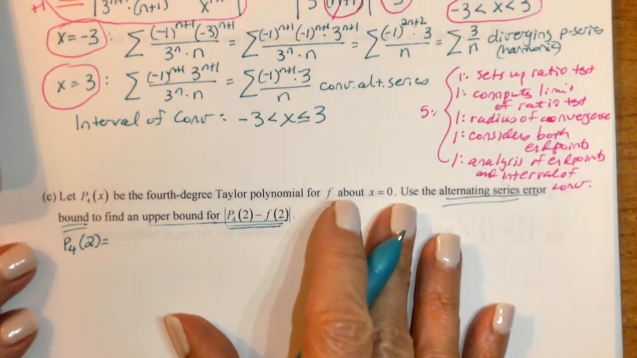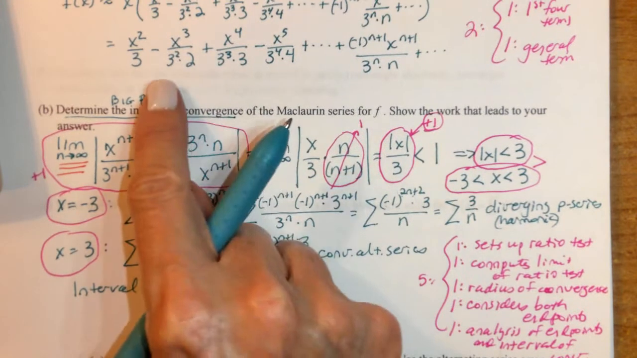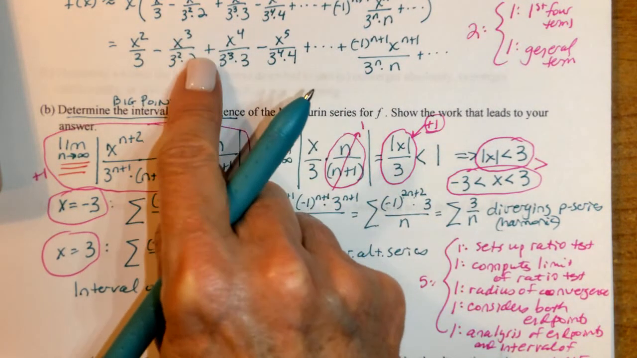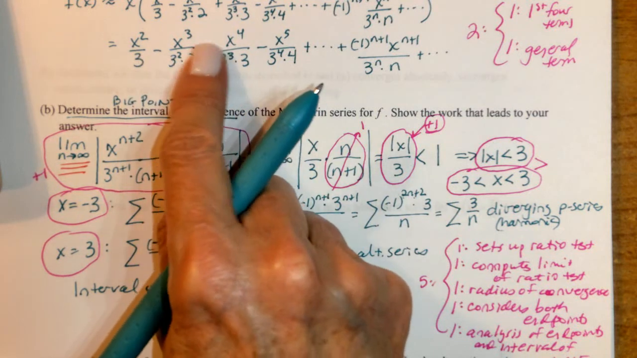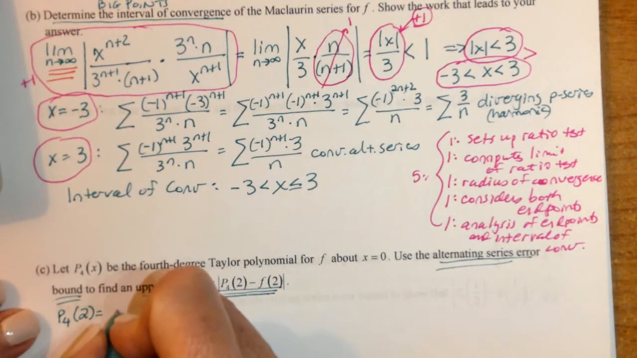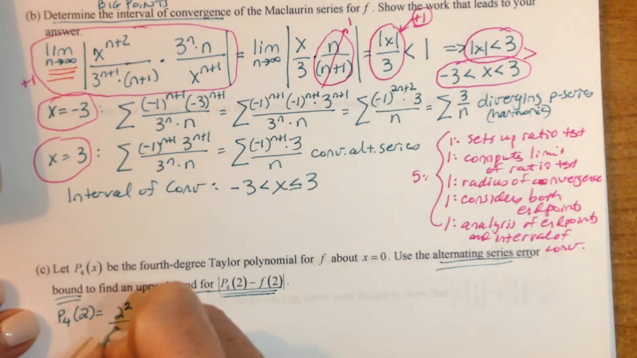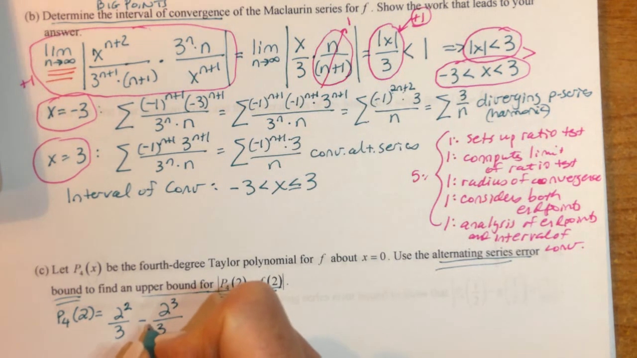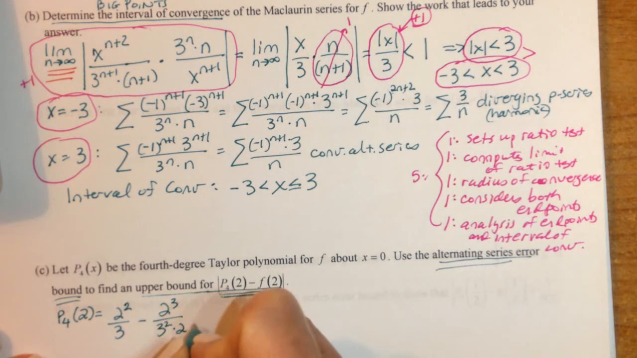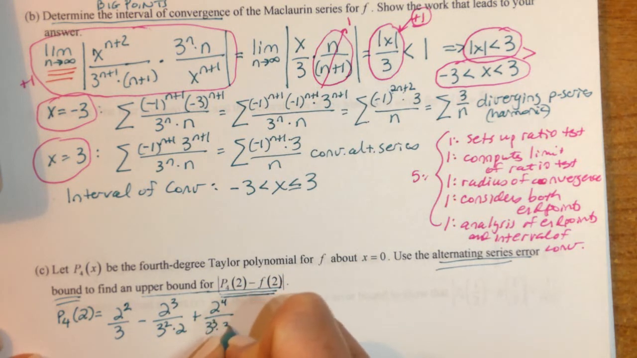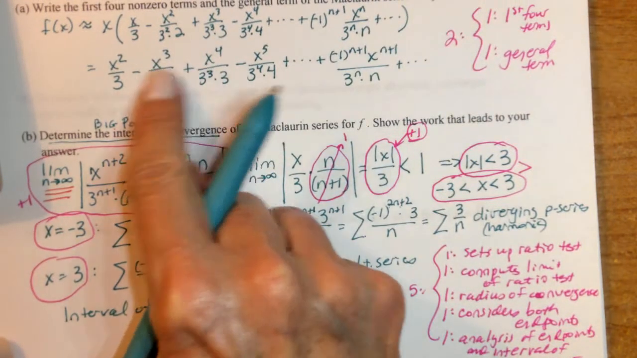P sub 4 at 2 will be up to the fourth degree term here with 2's in place of the x's. So I'm going to write 2 squared over 3 minus 2 cubed over 3 squared times 2 plus 2 to the fourth over 3 cubed times 3. All I did was replace x with 2 there.